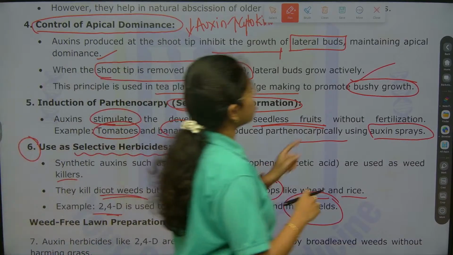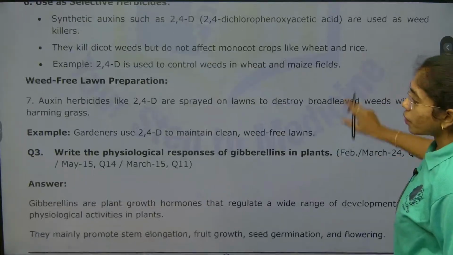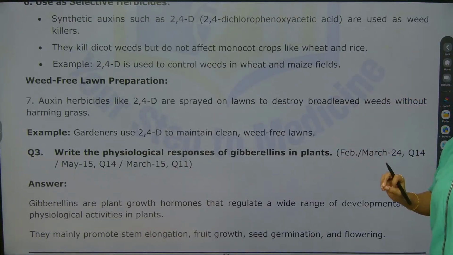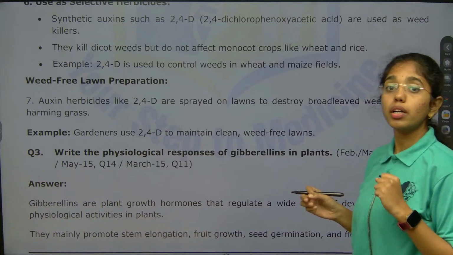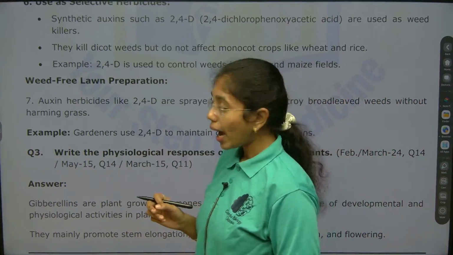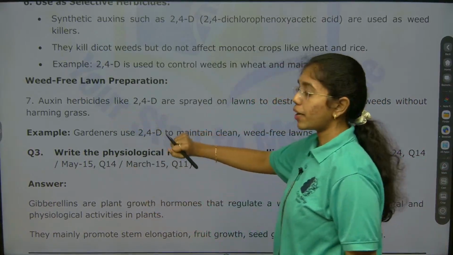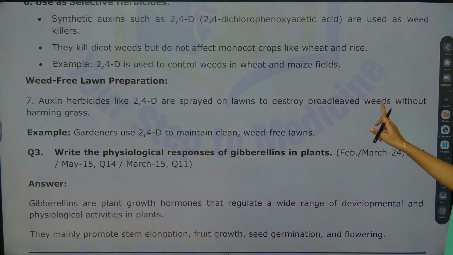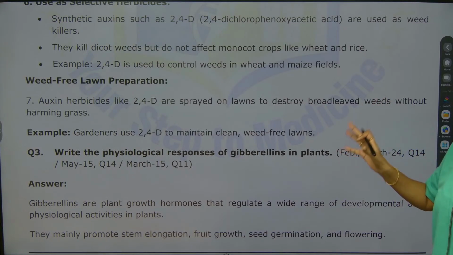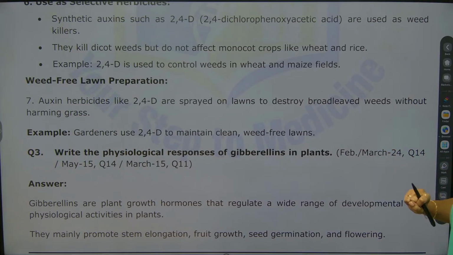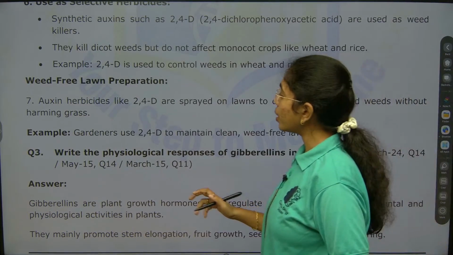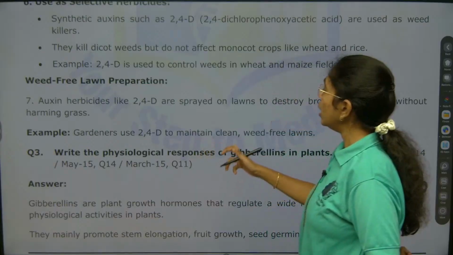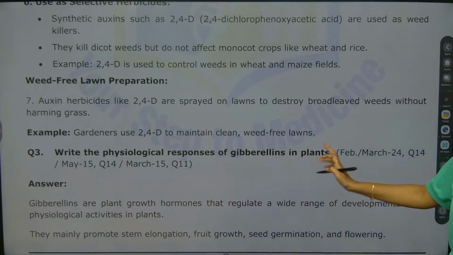Okay, next you see weed free lawns, which is very important. Auxins will promote weed free lawns. How? Auxin herbicides like 2,4-dichlorophenoxyacetic acid are sprayed on lawns to destroy broad leaved weeds, especially dicot weeds, without harming grass. For example, gardeners will use 2,4-D to maintain clean and weed free lawns.